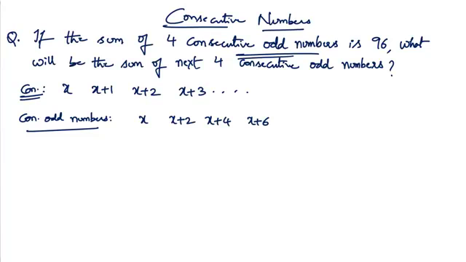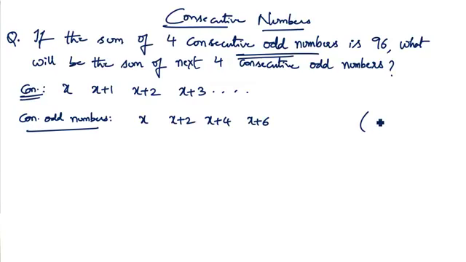See, consecutive odd numbers means what? You know that the difference between any two consecutive odd numbers is 2, right? If the first number is x, the next number would be plus 2. The next number would be plus 2 to the previous number, and then the next one will be plus 2 to the previous one. So x, x plus 2, x plus 2 plus 2, which is x plus 4, x plus 4 plus 2, which is x plus 6.